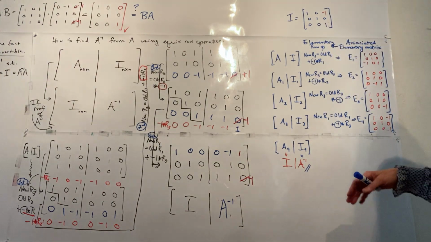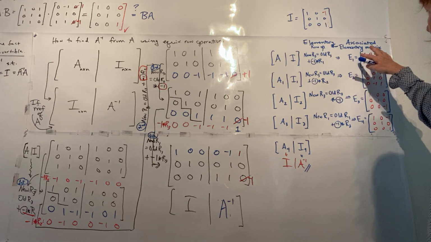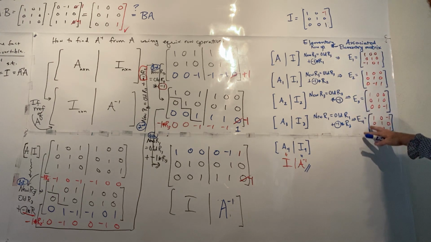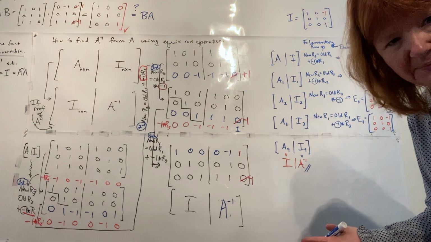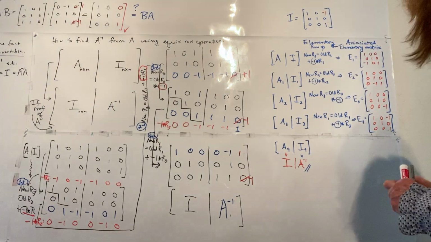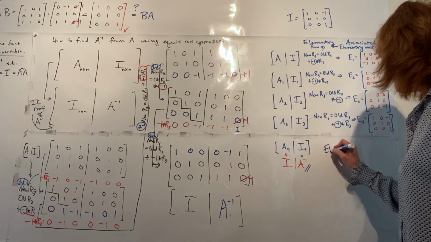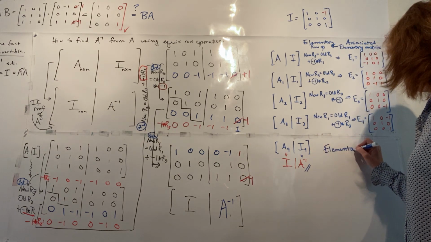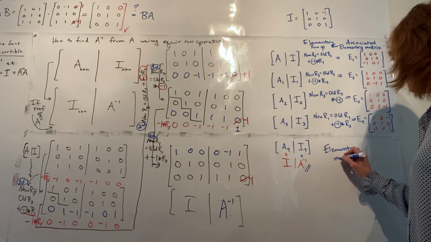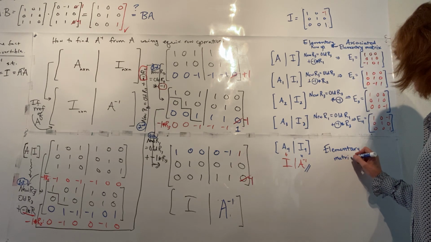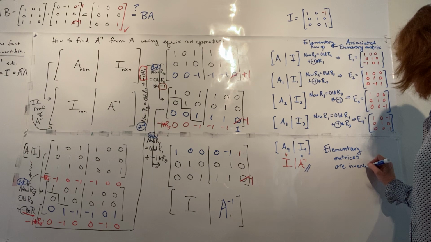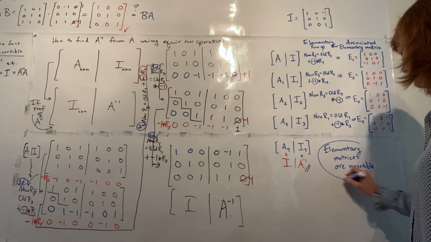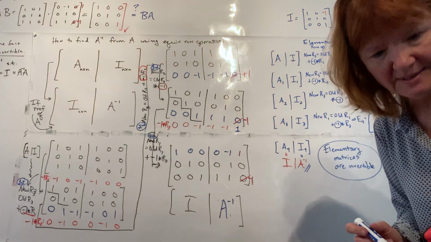And what we're going to find, therefore, is that every one of these elementary matrices here are themselves invertible. That's going to be key. So elementary matrices are invertible. This is going to be a key fact we're going to use in the next video.